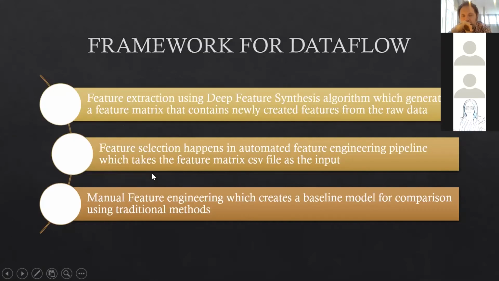So the framework includes feature extraction using the deep feature synthesis algorithm, which will generate a CSV file containing all the newly created features. This then is the input to another feature selection pipeline in an automated feature engineering pipeline, which takes the CSV file as the input. And the third task was manual feature engineering.